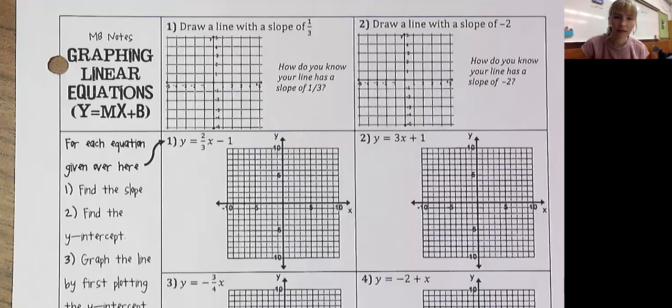All right, guys, let's look at 1 and 2. Number 1 says, draw a line with a slope of 1/3. That means any line you want. You just have to make sure it has a slope of 1/3. And number 2 says, draw a line with a slope of -2. Again, any line you want, but with a slope of -2. Pause me right now and give those a try. All right, let's see how you did.